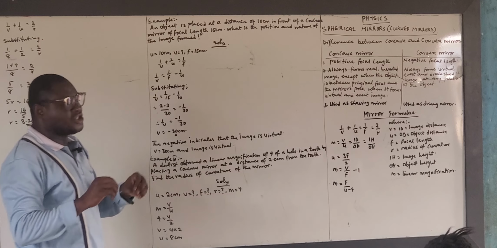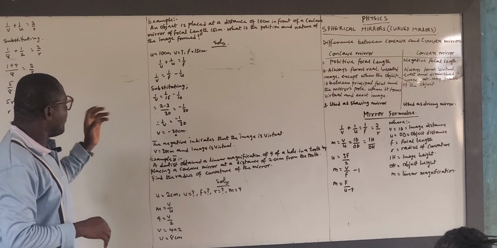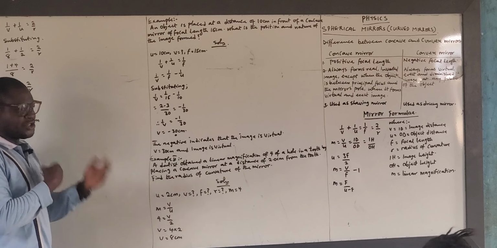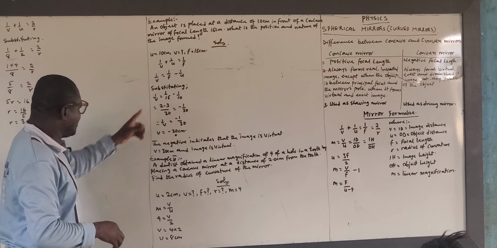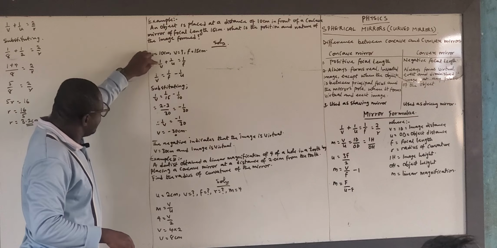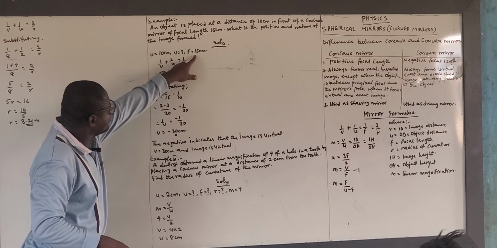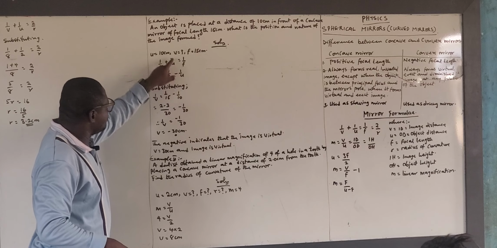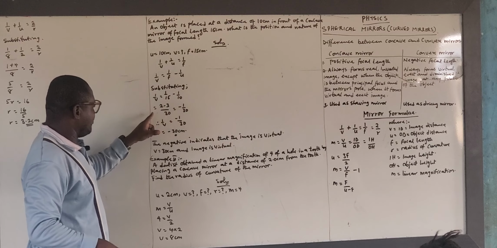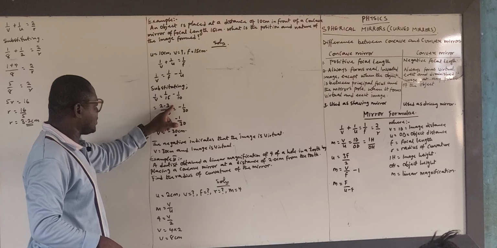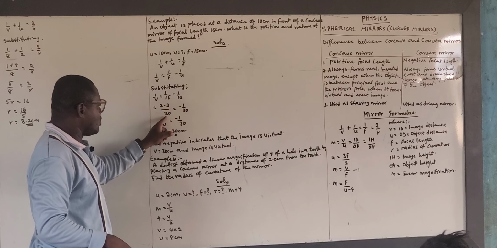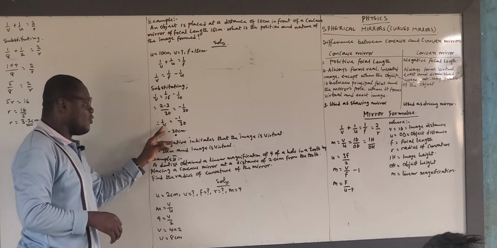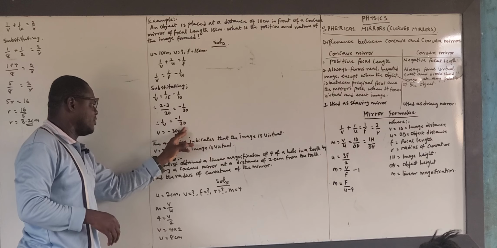Making 1 over V the subject of the formula, 1 over V is equal to 1 over F minus 1 over U. We now substitute. F is equal to 15 and U is equal to 10, so 1 over F minus 1 over U is 1 over 15 minus 1 over 10, which is equal to 2 minus 3 over 30, which is equal to minus 1 over 30. Therefore, 1 over V is equal to minus 1 over 30.